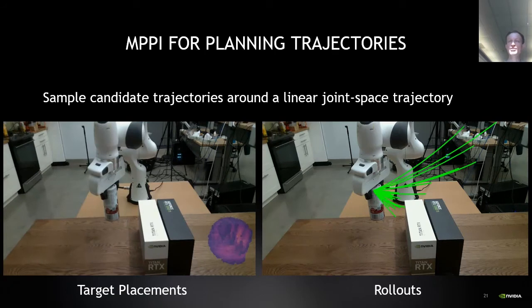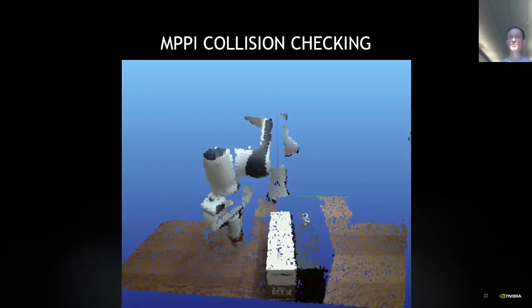To take advantage of the massive parallelization of SCENECOLLISIONNET, we sample a set of joint space trajectories around a linear trajectory from the current configuration to the goal configuration set, shown here on the left. We then trim each trajectory such that it's collision-free. Each of the robot's links, as well as the object in hand, are checked for collisions along each trajectory.